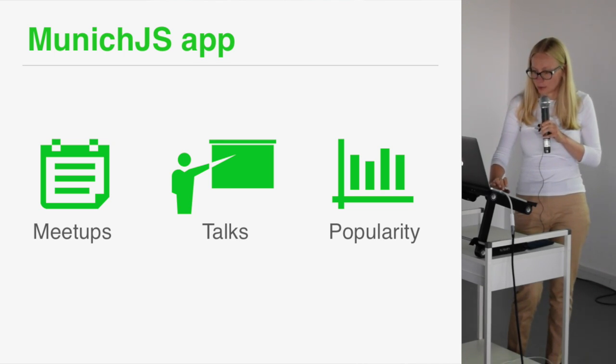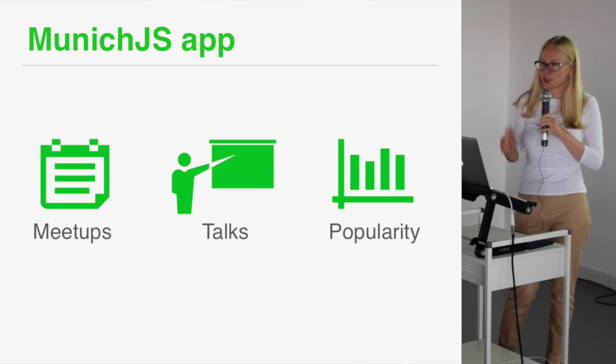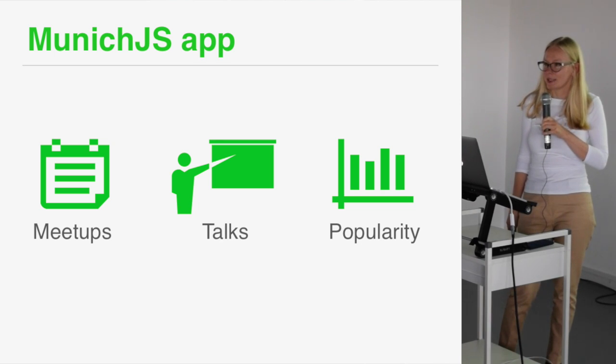And a chart. Oh, what happened? I need to refresh, I guess. On the chart tab, we can see the popularity chart that shows how many people attended every meetup.